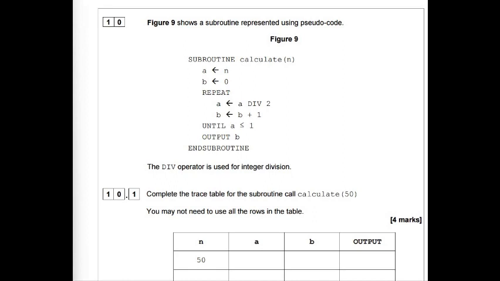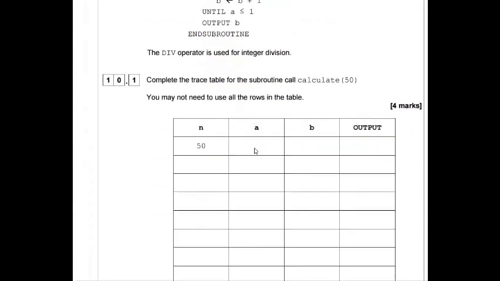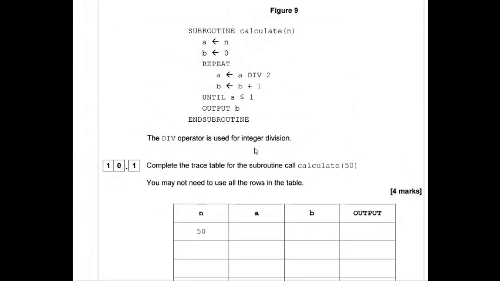Figure 9 shows a subroutine represented using pseudocode. So you've got a subroutine, you've got A is n, B is 0, and we're repeating the div. A divided by 2 and increment B by 1, until A is less than or equal to 1, and we're going to output B. So the div operator is used for integer division. So we need to complete the trace table, but we don't have to use every row in the table.